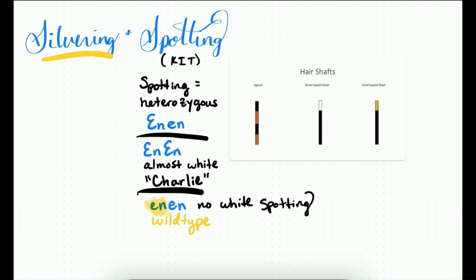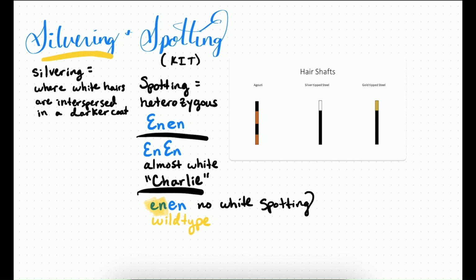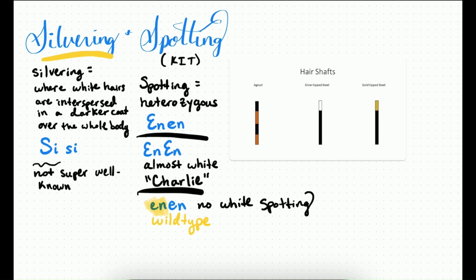The silvering gene controls the silvering of the coat, where white hairs are interspersed in a darker coat over the whole body. The gene that controls silvering has not been identified yet, but sometimes silvering is observed in heterozygotes that are noted as big Si, little si, and sometimes not. Only a handful of breeds have the little si allele, silver, silver fox, champagne, and so on, with varied degrees of silvering. The big Si allele is considered the wild type allele.